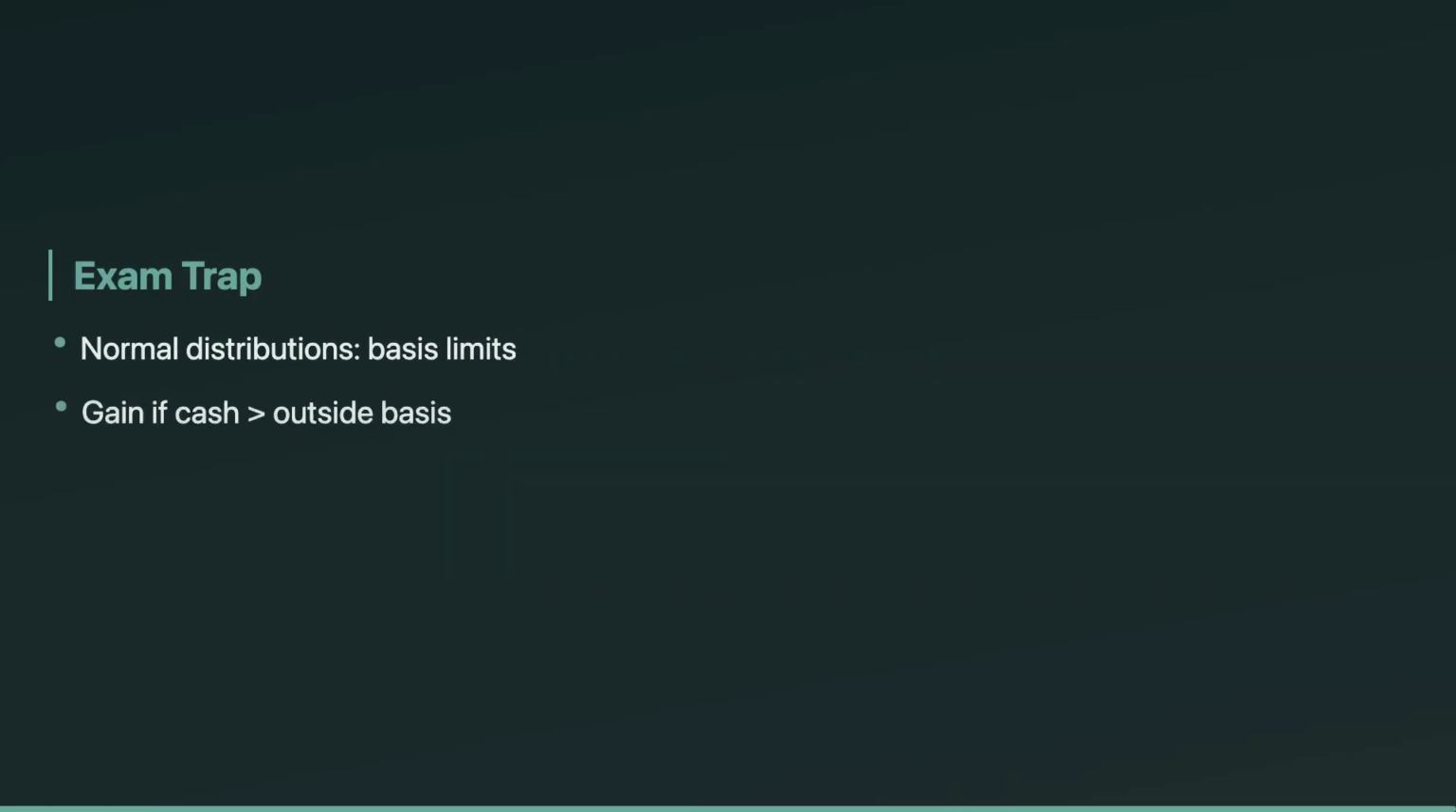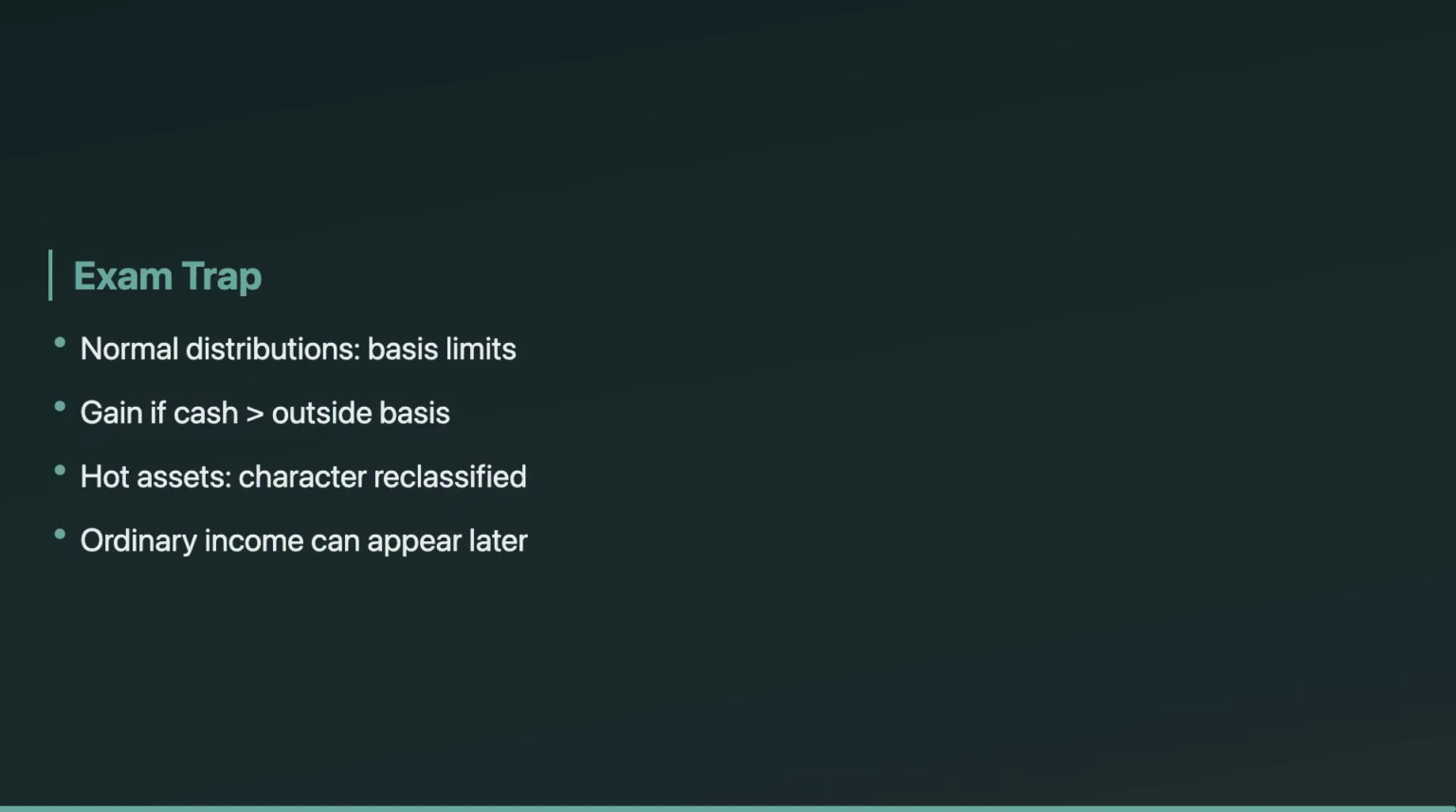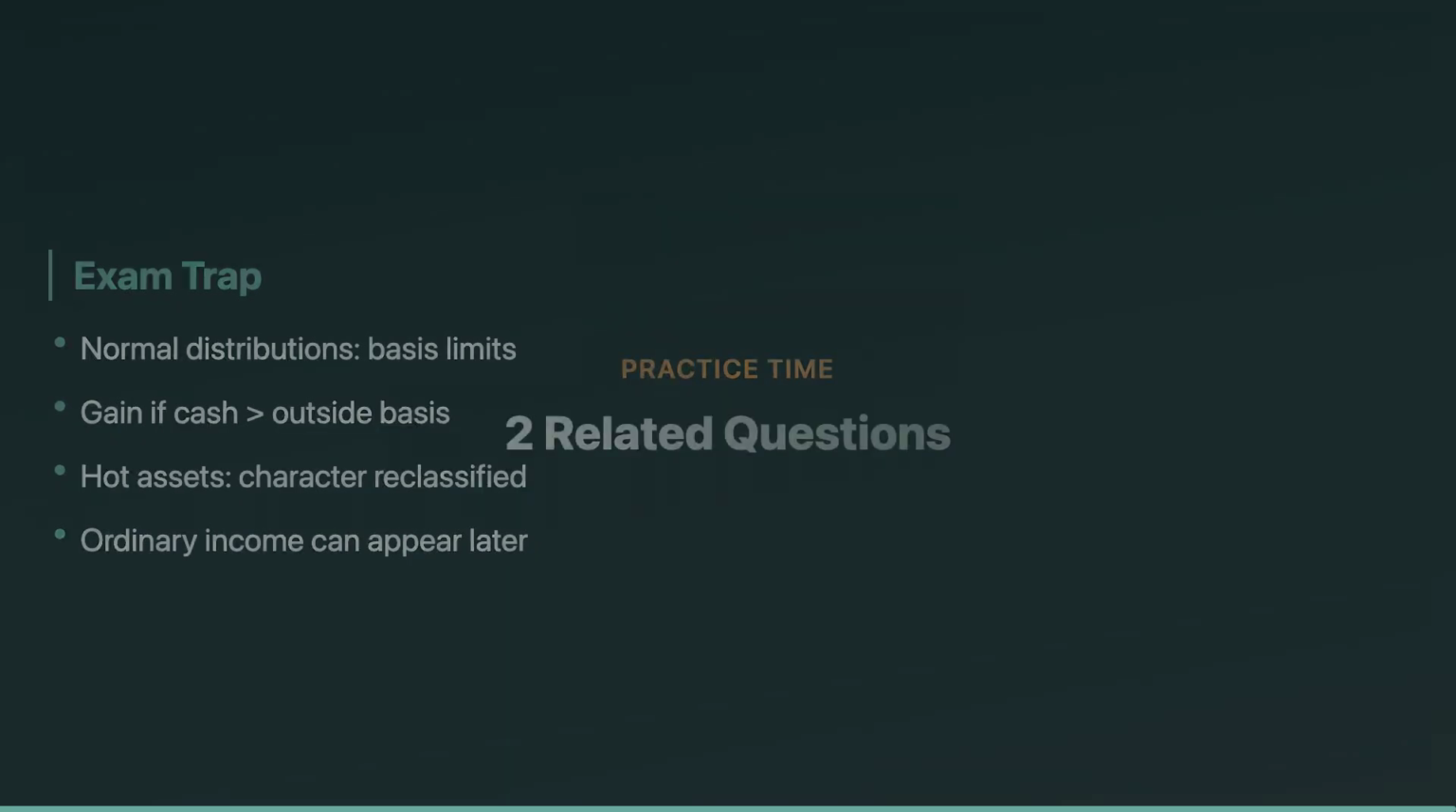Quick contrast. Not every distribution triggers income. In a normal distribution, you're usually limited by outside basis, and you often recognize no gain unless cash exceeds outside basis. Like the farmland example, cash plus property reduces outside basis, and the property basis can be limited. But hot assets are different because the issue isn't basis first, it's character. Section 751 is about ordinary versus capital.